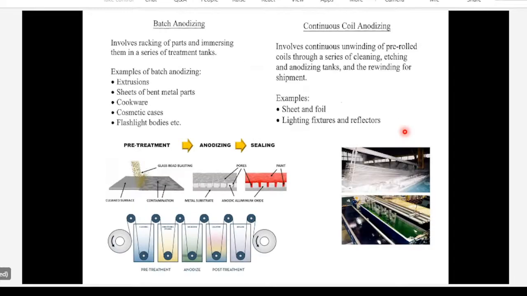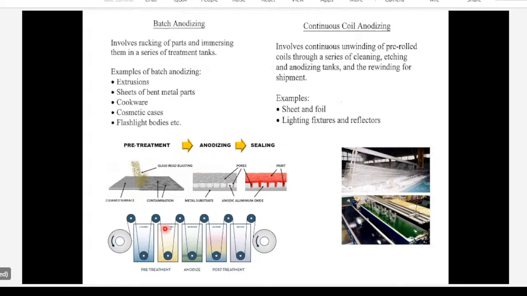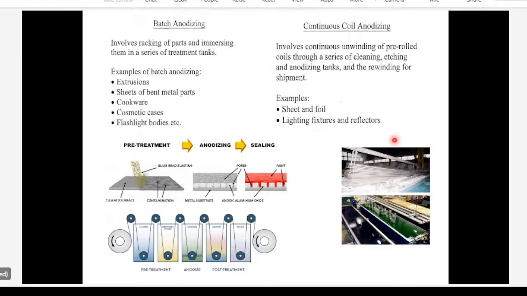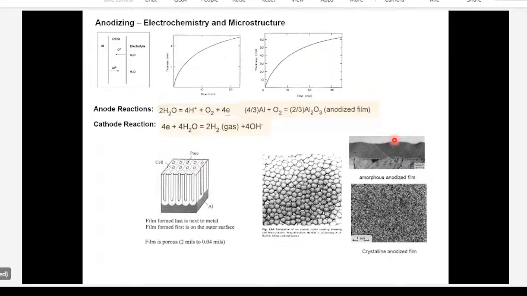And you can have batch type anodizing or continuous coil anodizing. Again, you have multiple steps in the anodizing process. Batch anodizing is done on extrusions, cookware, cosmetic cases, flashlights, and so on. Continuous anodizing is done on sheet and foil, light fixtures, and reflectors. Yeah, exactly, cookware includes pressure cookers. Anodizing is used for that, both for corrosion resistance in cooking and for oxidation resistance.